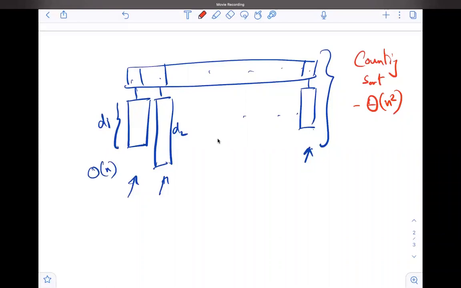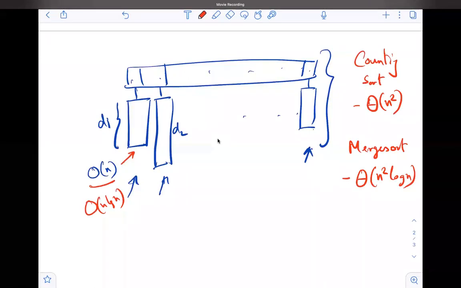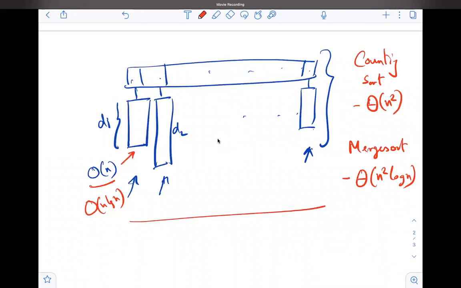What would normal merge sort have taken? Not order of n, but order of n log n for each of them, so theta of n square log n. So counting sort is an improvement, no doubt about that. But my question was to find an algorithm to do it in order m plus n steps.